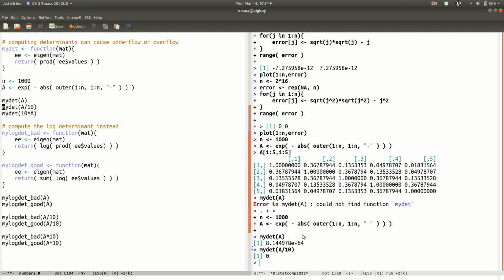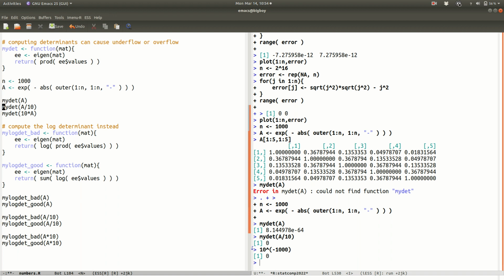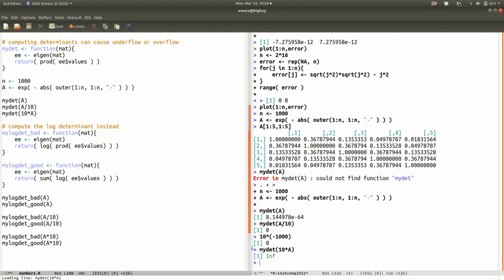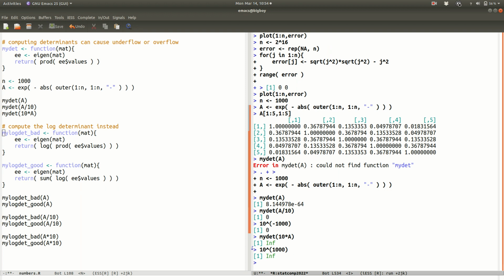But 10 to the minus 1000 is a number that's too small to be represented. So you get 0. Okay, so that's a bit of a problem. The same thing happens if you take the determinant of the matrix whose each entry is 10 times A. You get infinity, because 10 to the 1000 is too large to be represented.